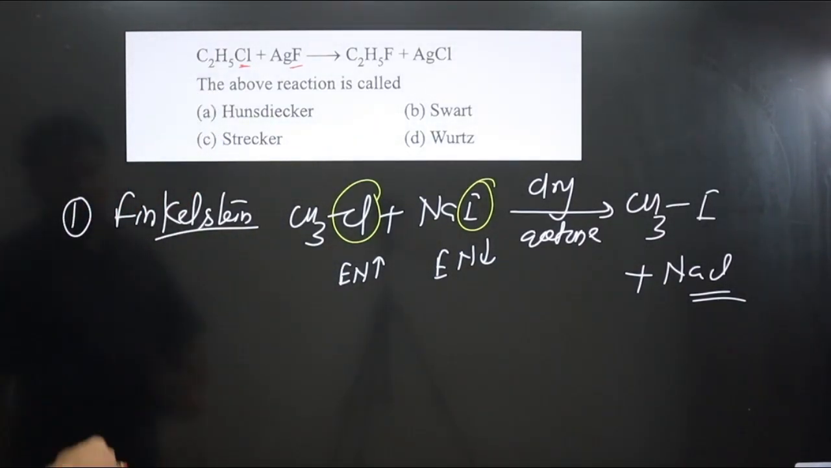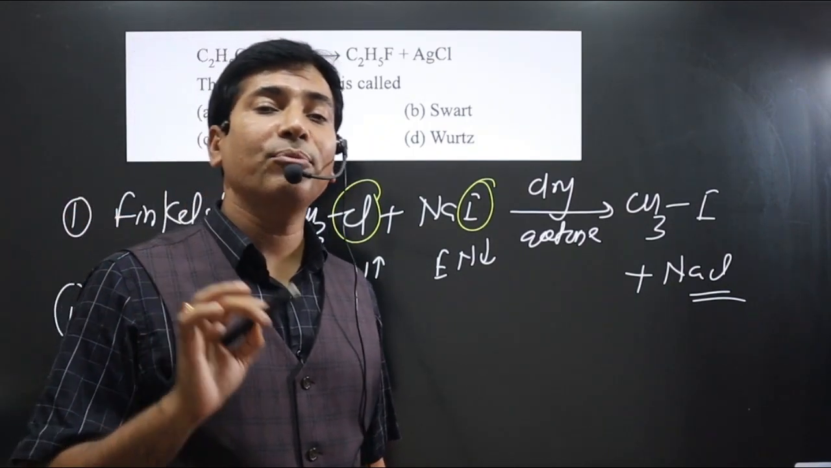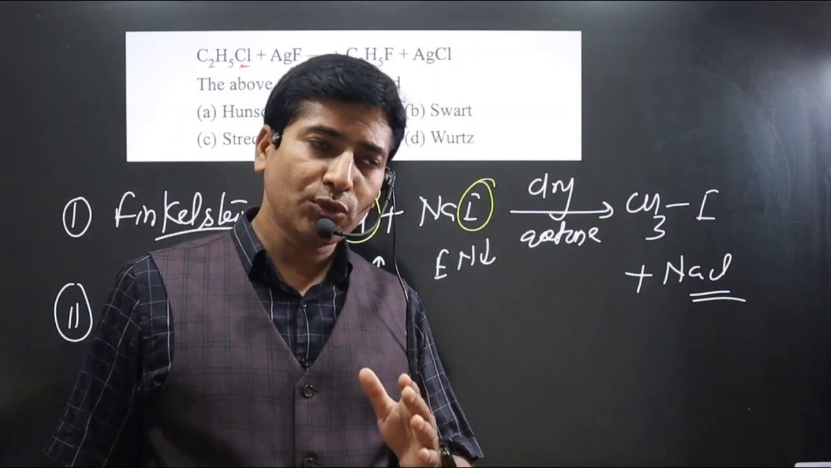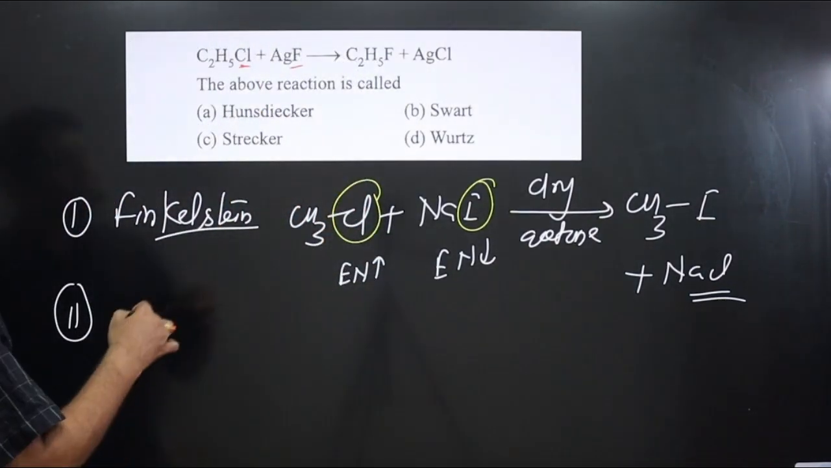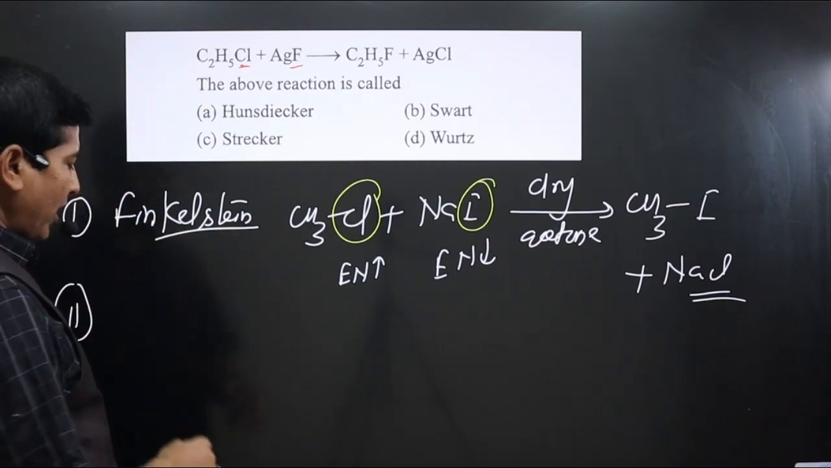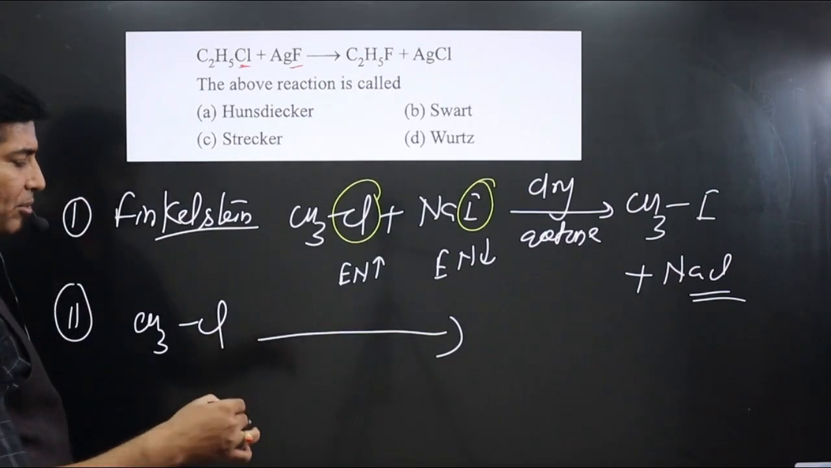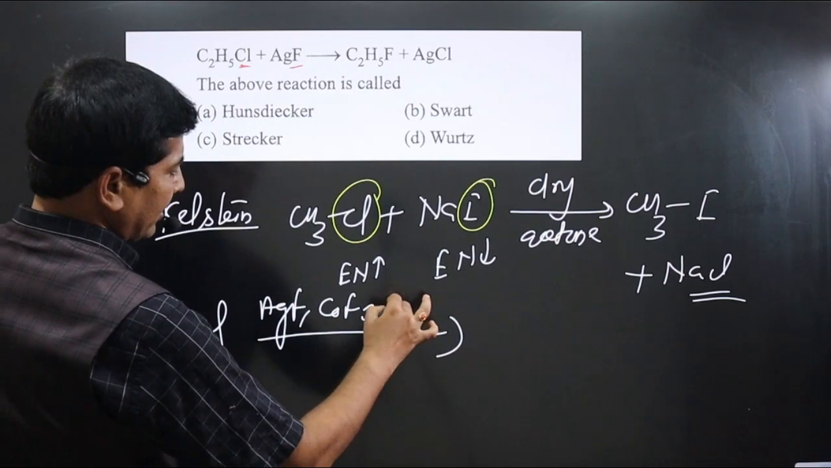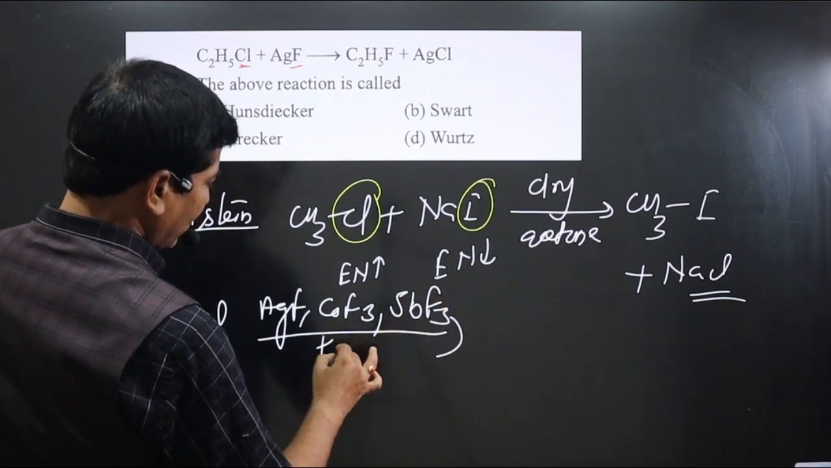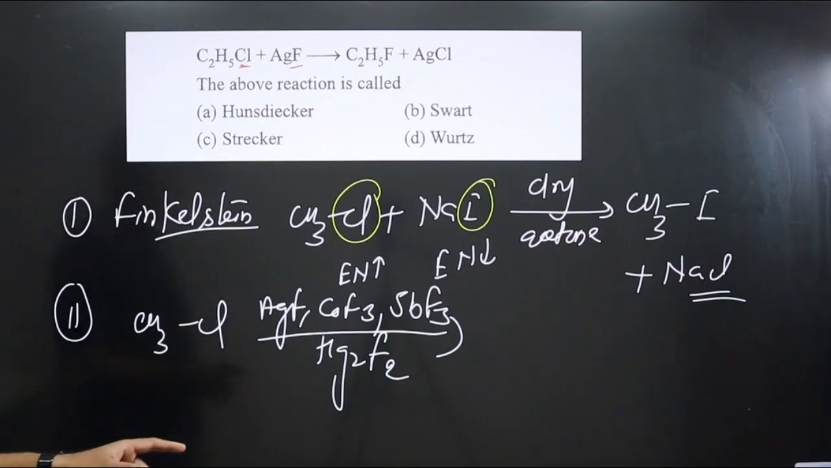Second, we have the Swartz reaction. Keep in mind, the Swartz reaction is used to produce only alkyl fluoride. Any halide we can take other than alkyl fluoride, let's say CH3Cl. In this case we can use any of these reagents: AgF, or we can use CoF3, SbF3 also, or Hg2F2. Any of these four reagents we can use, and the halogen exchange reaction will take place.